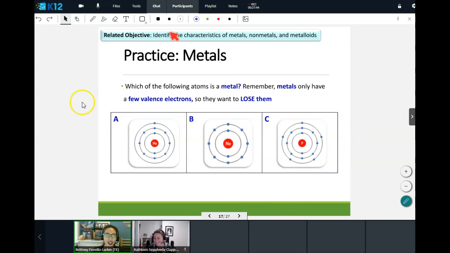All right, let's go ahead and try to actually practice this now. So which of the following atoms is a metal? Remember, metals want to only have a few valence electrons, and they want to lose them. So things you need to notice, we're looking for metals that only have like 1 to 3 outermost electrons. Again, that means they only have a few valence electrons, and it's much easier for them to lose them. Grab your whiteboard tools and either point or box for me which of these is the atom with the least electrons that it will want to lose. Point or box for me on the board. Which of these 3 options has the least amount of valence electrons that it wants to lose?